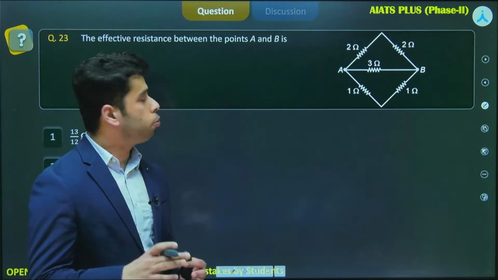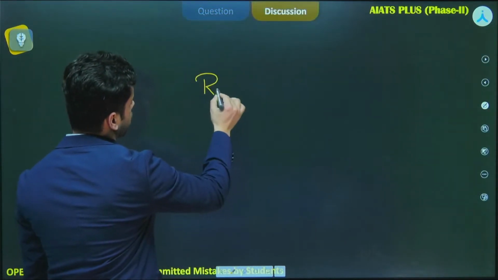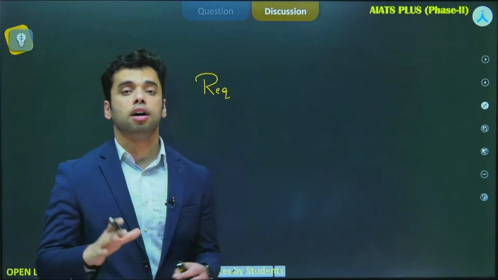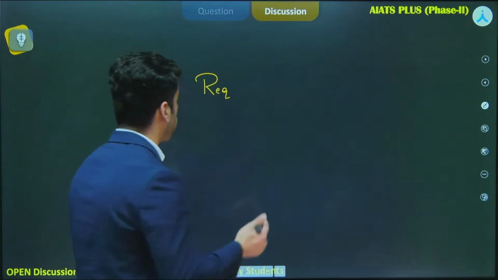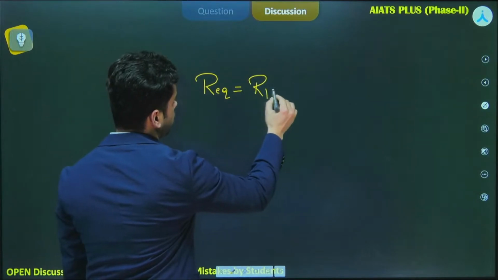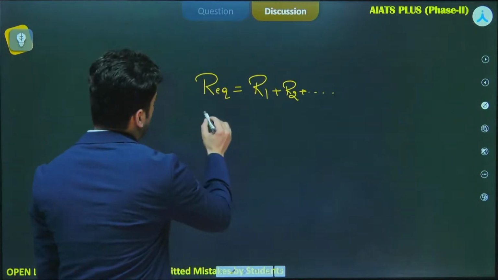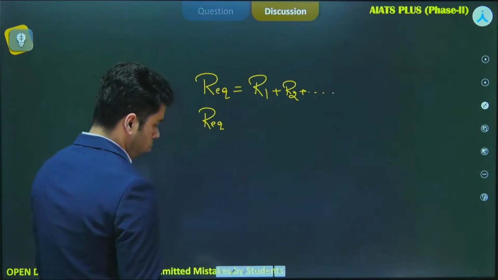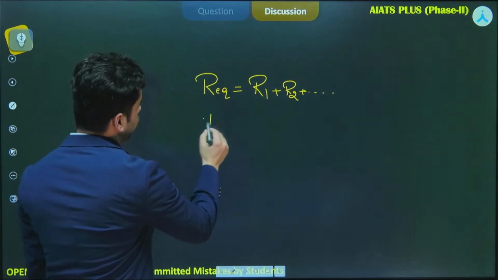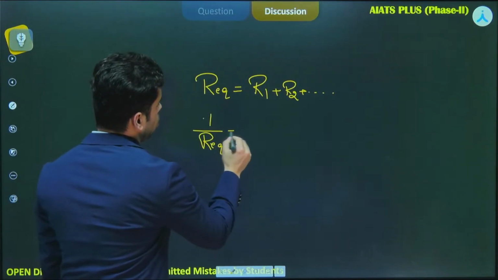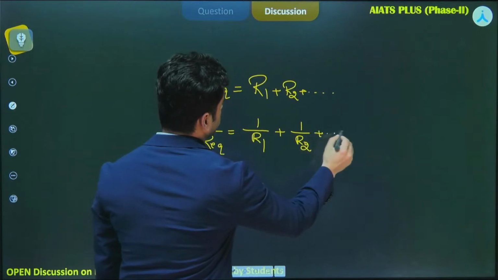Now what tools do you need to solve such kind of problems? First thing first, R equivalent. You should be very thorough with the formula for the R equivalent for the series and for the parallel combination. So R equivalent for the series combination is very simple, R1 plus R2 and so on, right? And R equivalent for the parallel combination, I'll write in a different manner. So 1 over R equivalent is equal to 1 over R1 plus 1 over R2 and so on, right?